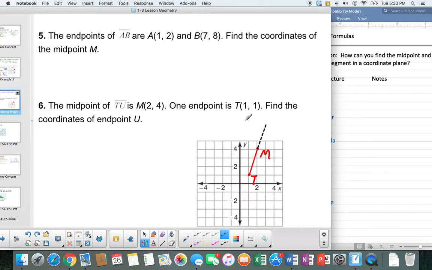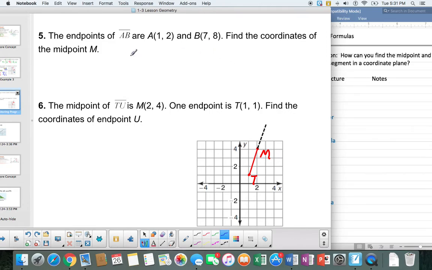Okay, why don't you try it? Stop the screencast and try this on your own, and then go ahead and start it up again. And I'll go ahead and write down the answer after you try it on your own.